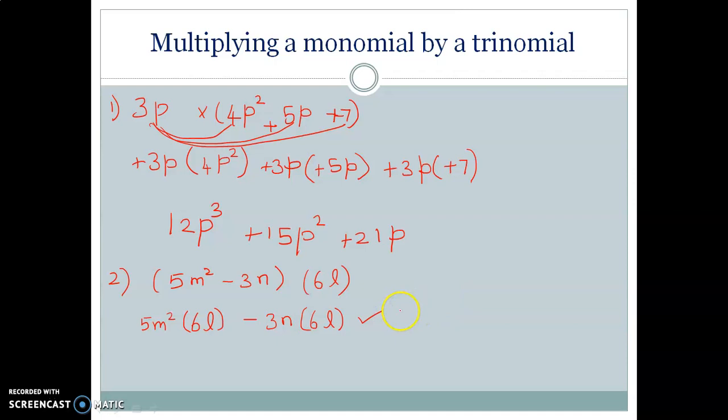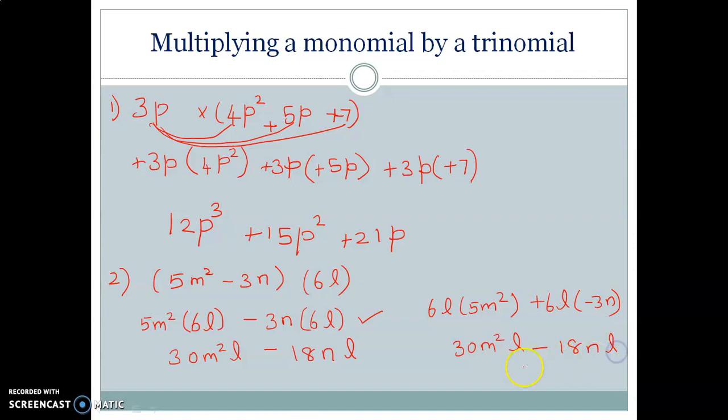This is also right. Or if you would try to follow the same method that we have written here, you will write 6l into 5m squared plus 6l into minus 3n. Here also we get 30m squared l. Both the way it means the same. 18nl, here also 18nl or ln. Both are right. Is it clear, my dear children?